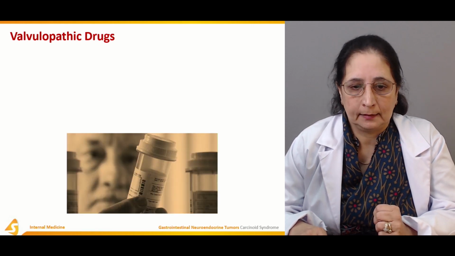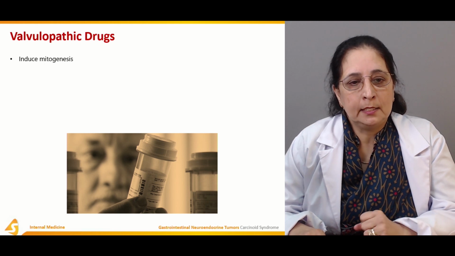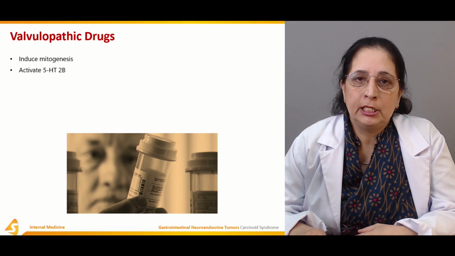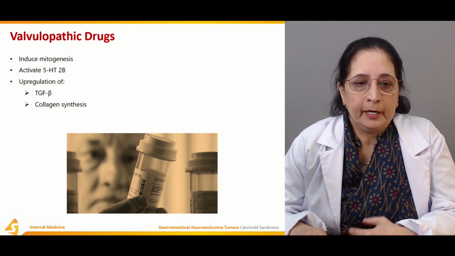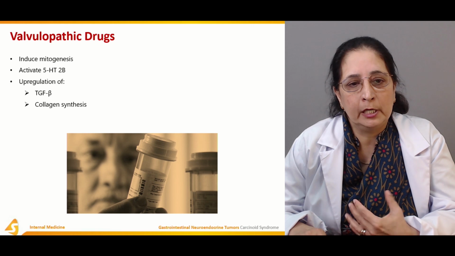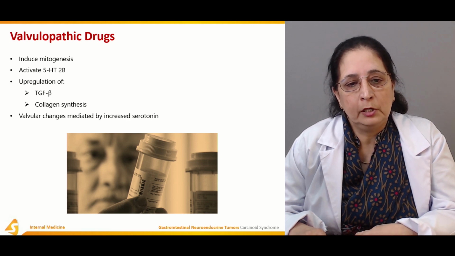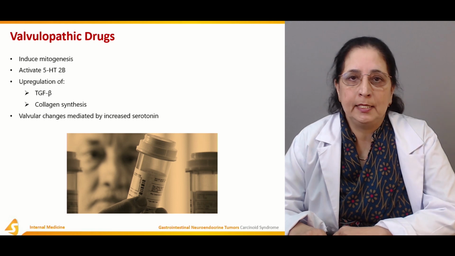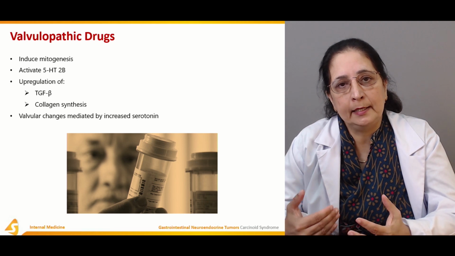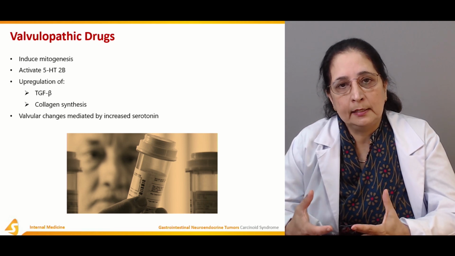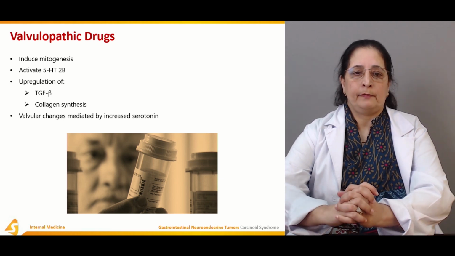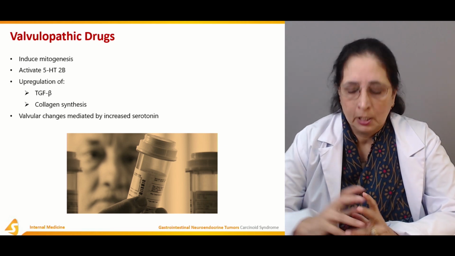Valvulopathic drugs induce mitogenesis and activate 5-HT2B, with upregulation of TGF-beta, collagen synthesis, and valvular changes mediated by increased serotonin. So these are the drugs that bring about the changes in the valves, collagen synthesis, TGF upregulation, and then activate 5-hydroxytryptamine 2B.